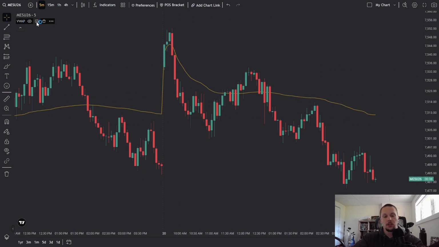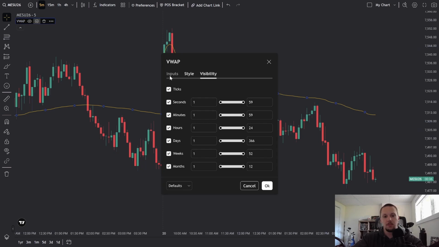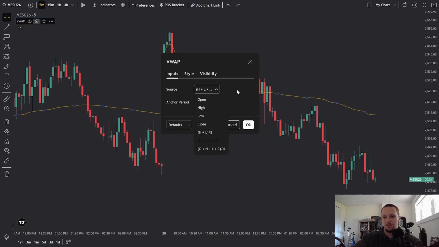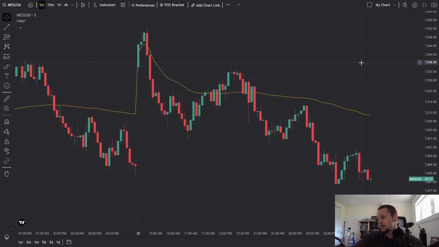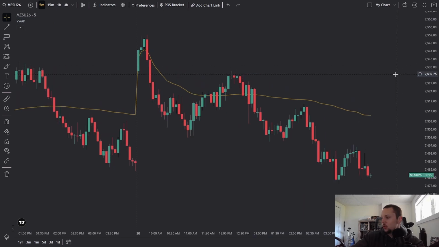For our indicators, I'm only using one. It's a VWAP line. Very simple. It's basically unadjusted. Here are the settings for it. And that's about it. We're going to be trading the New York session today.